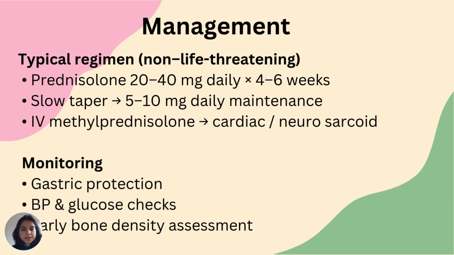The typical regime is starting prednisolone at the dose of 0.5 milligram per kg, usually initially for 4 weeks, and then a slow taper to maintain a daily maintenance dose where the symptoms are minimal. IV methylprednisolone can be given in acute presentations of cardiac and neurosarcoidosis. As with any steroid medications, patients should be given adequate gastric protection. Bone monitoring should be done. Bisphosphonates should be prescribed if they are at risk of osteoporosis. There is need for blood pressure and blood glucose monitoring as well.